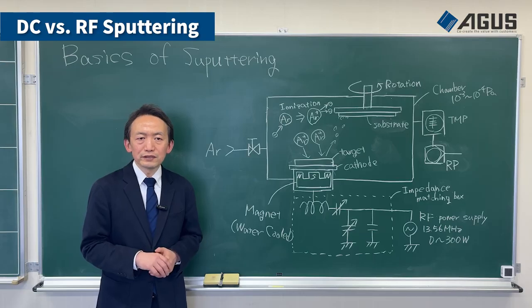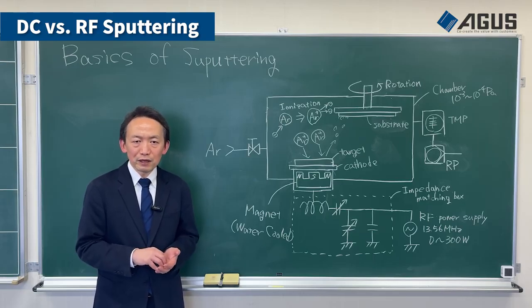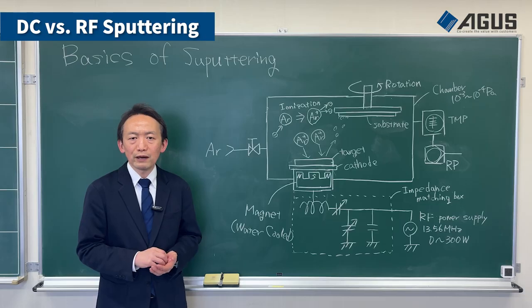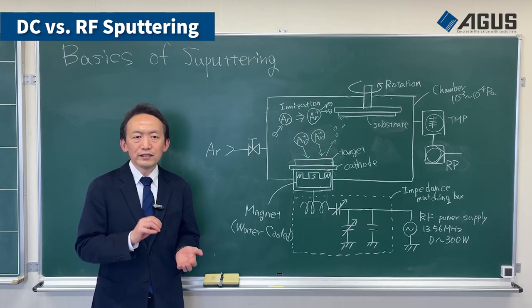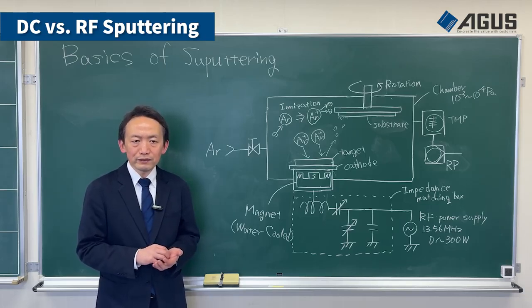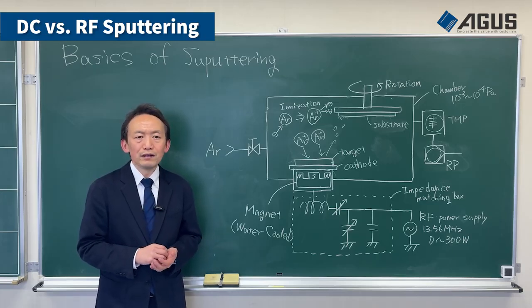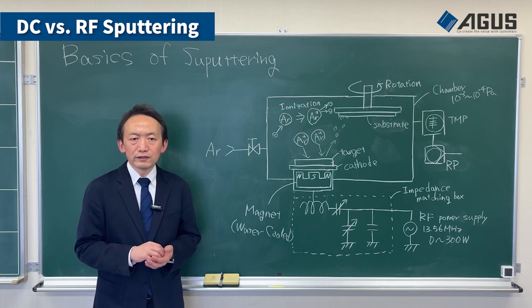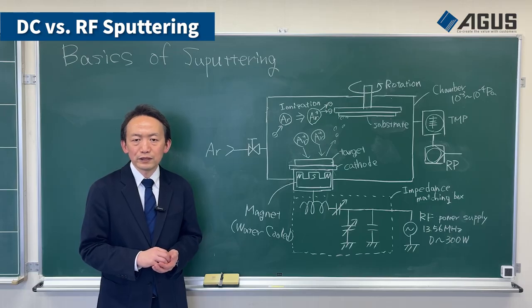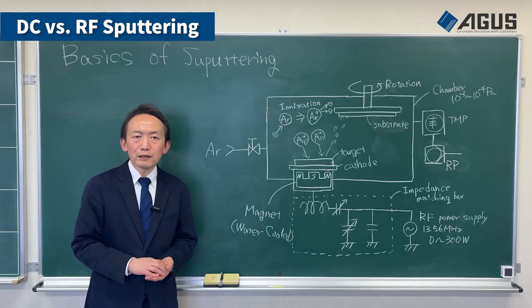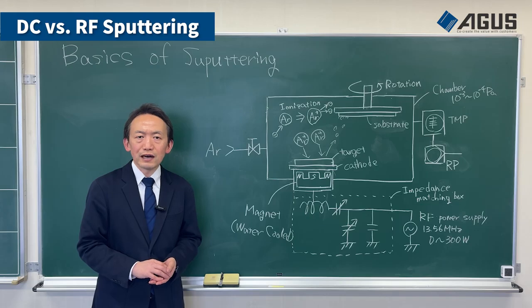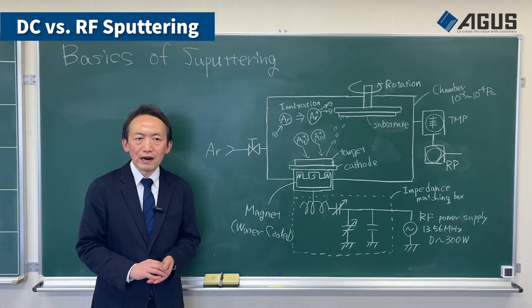RF sputtering uses a high-frequency power source at 13.56 MHz. This allows for both metal and insulating targets, such as silicon oxide. One downside is that RF can sometimes cause ion damage to the substrate surface. At Suga Company Limited, our systems are for research and development, so we primarily offer RF sputtering to give you more material options.